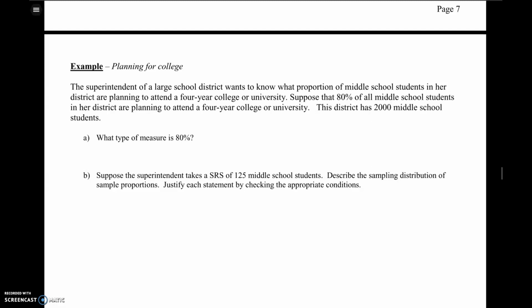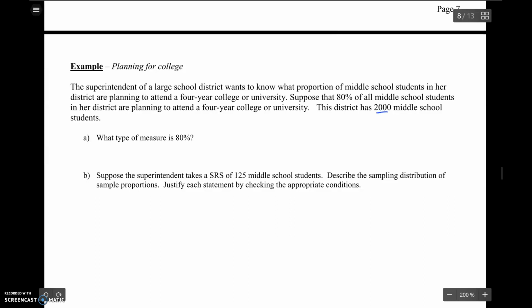All right, so this is an example from 7.2. Planning for college. The superintendent of a large district wants to know what proportion of middle school students in her district are planning to attend a four-year college or university. Suppose that 80% of all middle school students in her district are planning to attend a four-year college. The district has 2,000 students in the population.